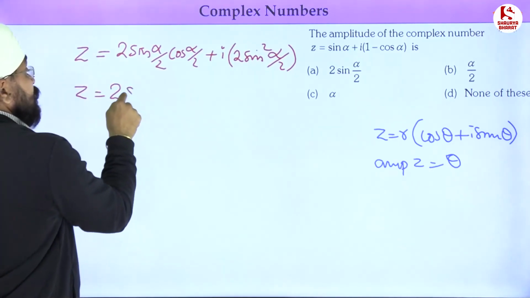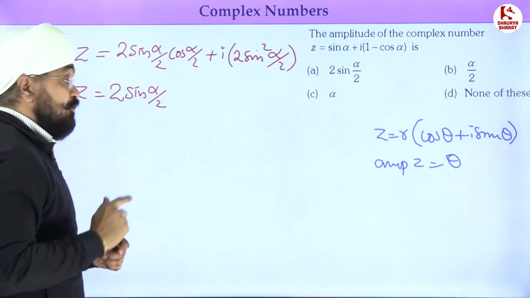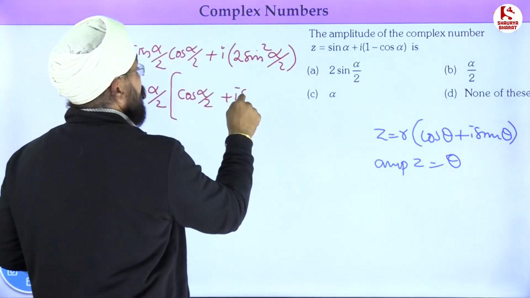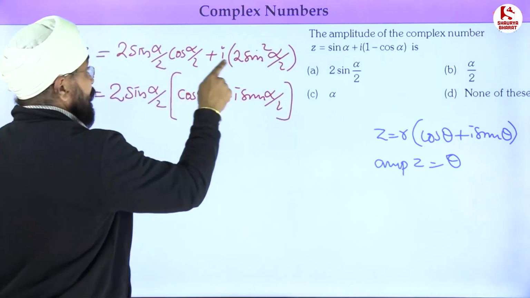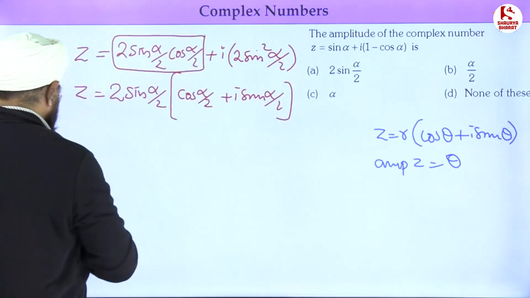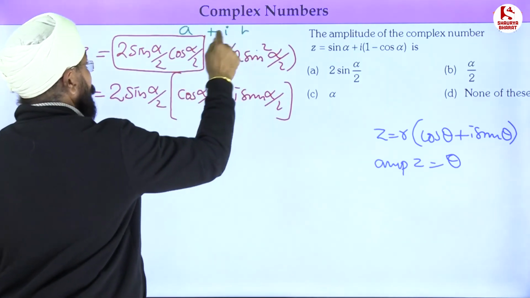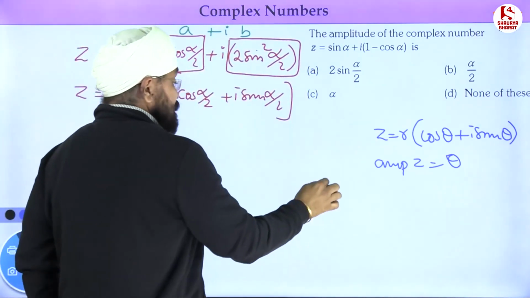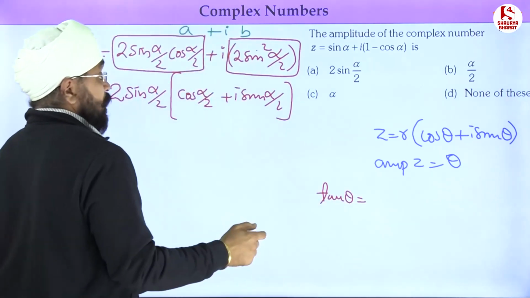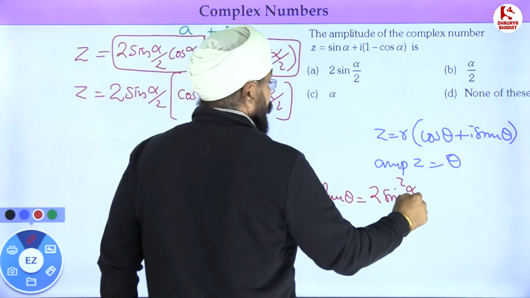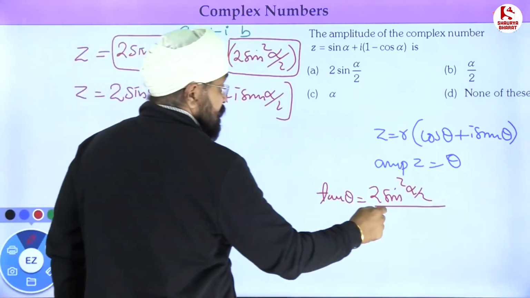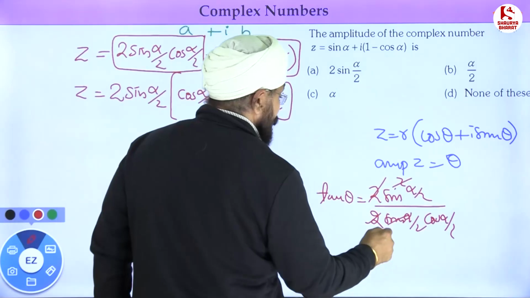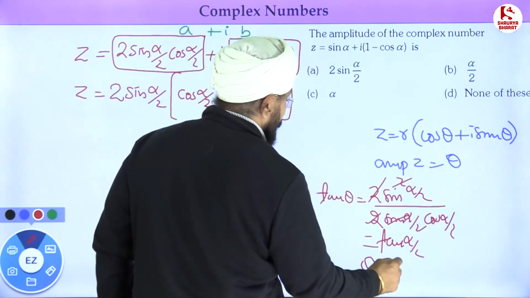Now from here I will take sine alpha by 2 common. If you take sine alpha by 2 common, we are left with cos alpha by 2 plus iota sine alpha by 2. If at all you want to keep it like this, then we know that this part is a plus iota b. If you want to check with the basic method, it says that tan theta will be equal to b upon a, which is 2 sine square alpha by 2 divided by 2 sine alpha by 2 and cos alpha by 2. You'll see that this will get cancelled. This gives you only tan alpha by 2. Then we'll say that theta is alpha by 2.